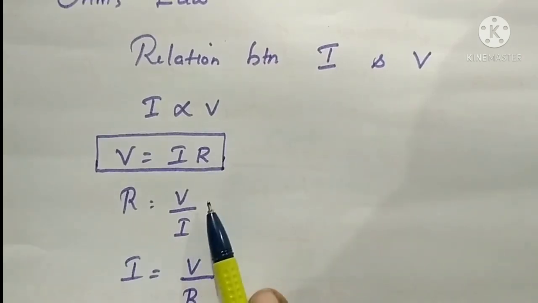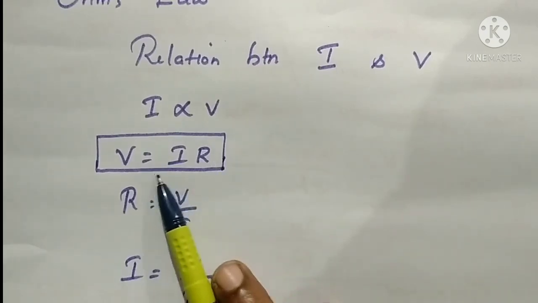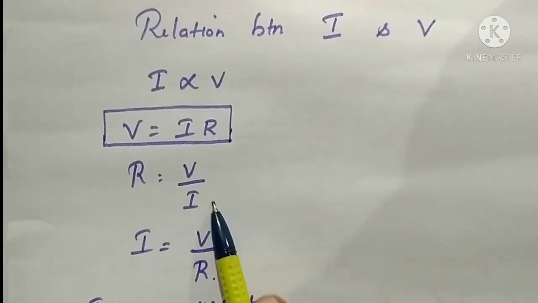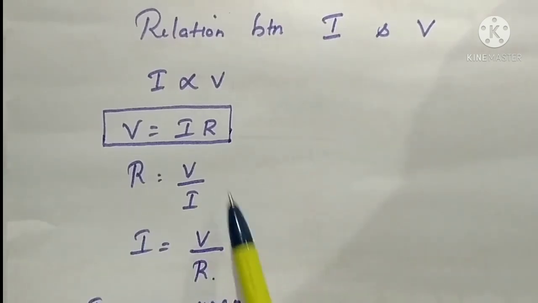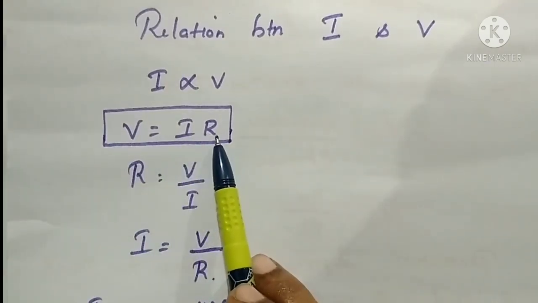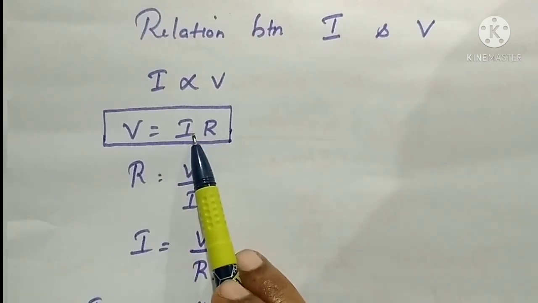From this formula we can find the value of resistance. R is equal to V by I. Resistance is equal to V by I, and I is equal to V by R. If you want to find current, it is potential difference divided by resistance. So keep these three formulas in mind. V is equal to I into R is the basic formula from Ohm's law, and from that we can find the value of resistance and also the value of current.